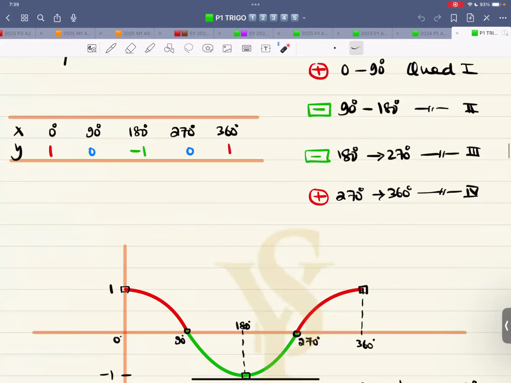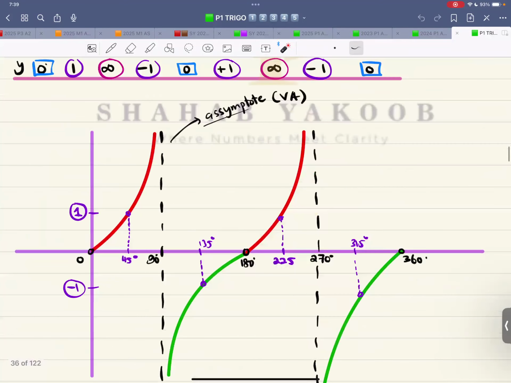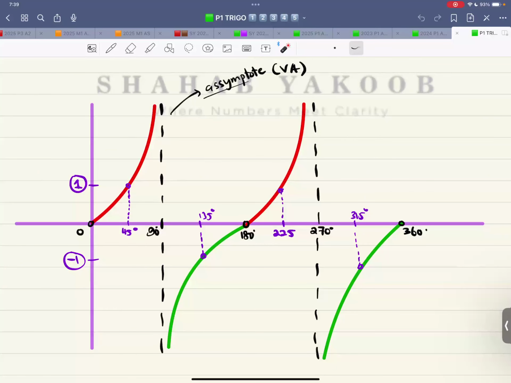Cosine, one cycle in 360. Tangent, one cycle in 360. Tangent, two cycles in 360. At 45, it's 1. At 135, it's negative 1. At 225, it's 1. At 315, it's negative 1. And it's going from infinity to negative infinity.